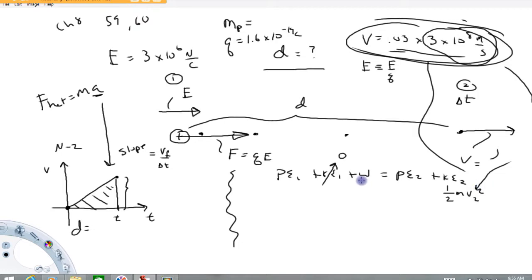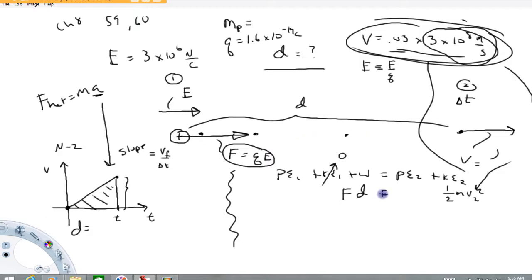All right, the work term. There is only one force acting on this proton between points 1 and 2. So we can calculate the work by taking this force, which can be written as charge times the electric field, times this distance. That work term would be positive because the force is in the direction of the velocity, as this thing is moving from left to right.